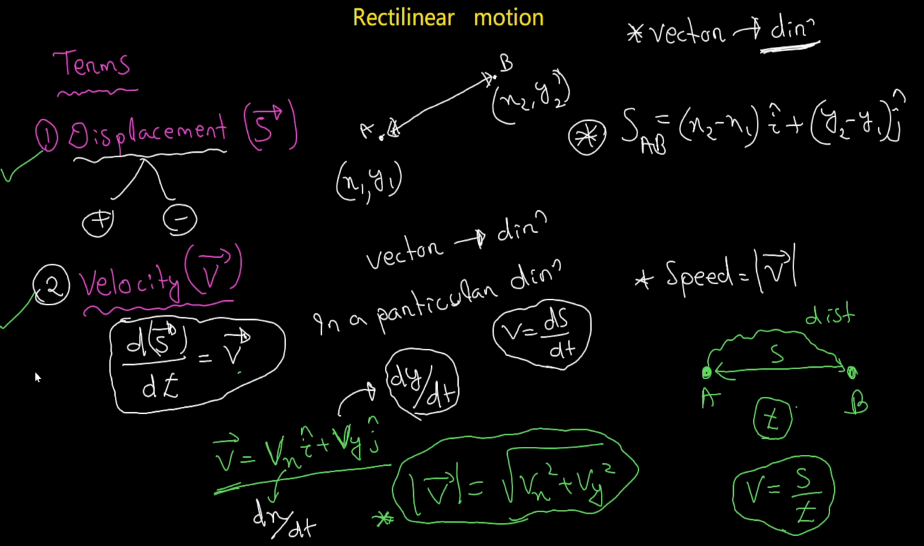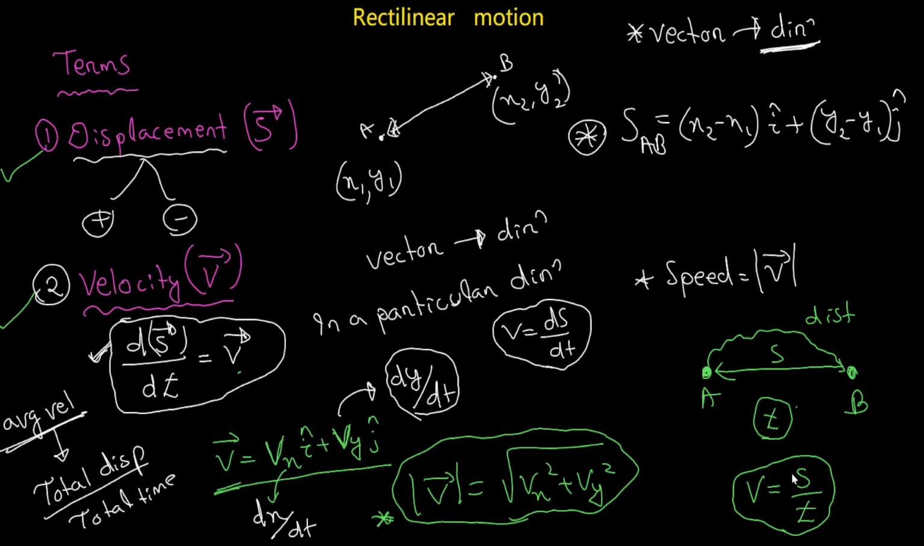There is something called average velocity. Average velocity means total displacement divided by the total time. That's called average velocity. Similarly, average speed means total distance by total time. The instantaneous velocity means at a particular instant of time, what is the velocity? That means ds by dt, that is nothing but the instantaneous velocity.